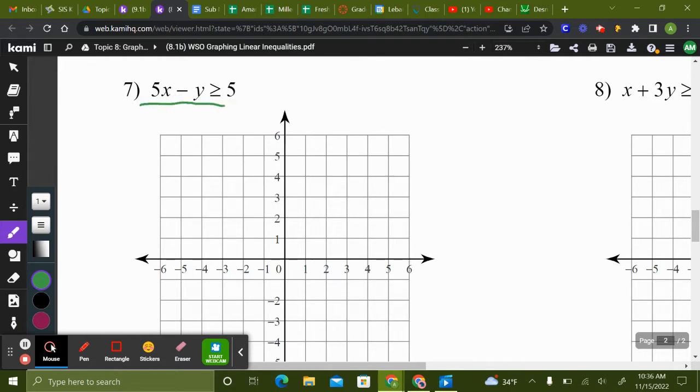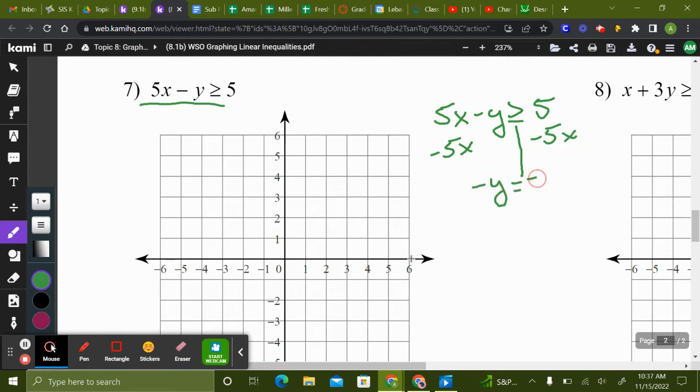And that's a problem because the only way for us to graph is if our equation or our inequality is in slope-intercept form. So to do this, we have to solve it for y. Hopefully you remember this from a couple units ago. We're going to subtract 5x. And then divide by -1.